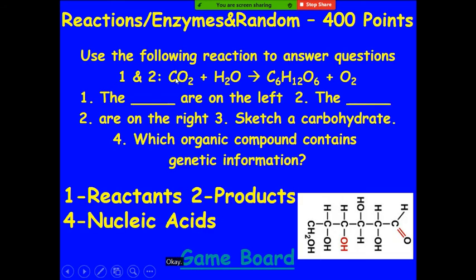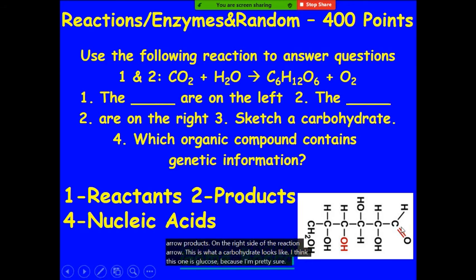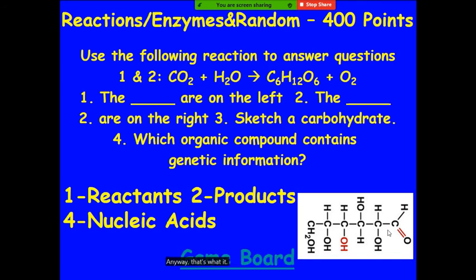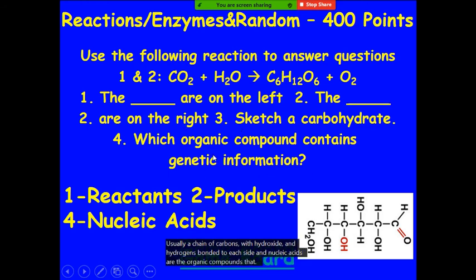Okay, so reactants are on the left side of a reaction arrow. Products are on the right side of the reaction arrow. This is what a carbohydrate looks like. I think this one is glucose, because I'm pretty sure glucose had the double bond on carbon 1. Anyway, that's what a carbohydrate looks like. Usually a chain of carbons with hydroxides and hydrogens bonded to each side. And nucleic acids are the organic compounds that have genetic information.